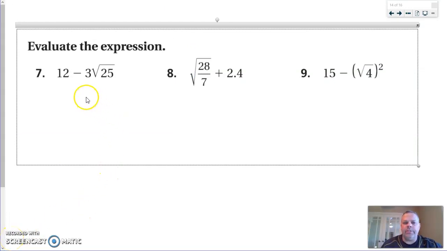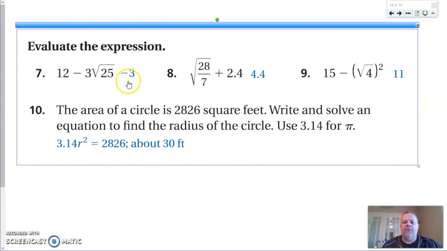Hopefully you're able to do these kinds of problems. 12 minus 3 times the square root of 25. So this is 3 times 5. So we got 12 minus 3 times 5, which is 15, which will give us -3. 28 divided by 7 is 4. The square root of 4 is 2, plus 2.4 gives us 4.4. And in this one, we've got the square root of 4, which is 2, squared, which will give us 4 again, which is our answer of 11.